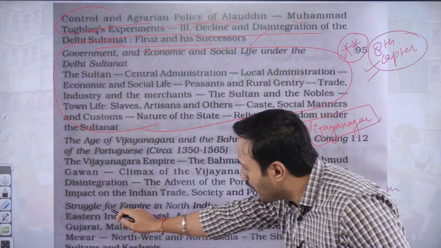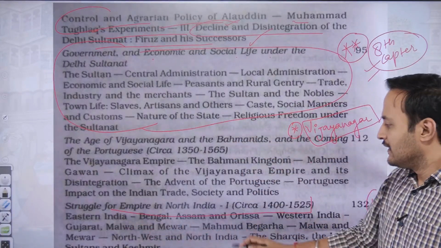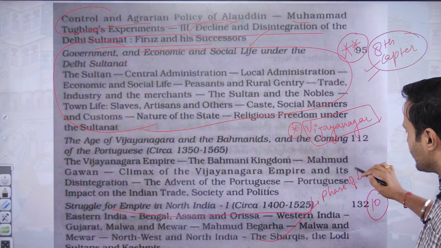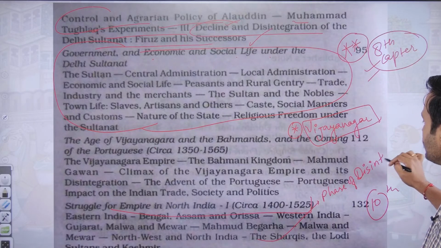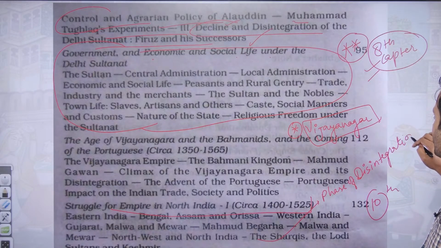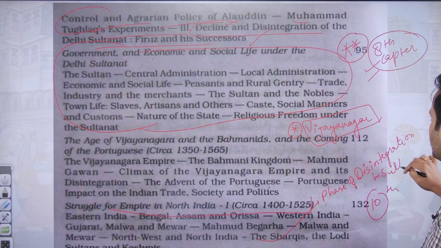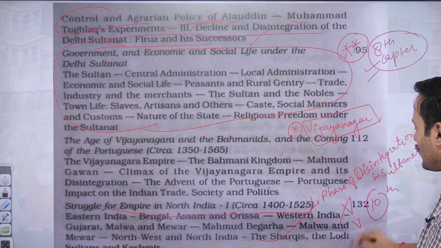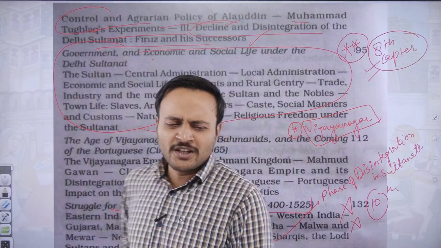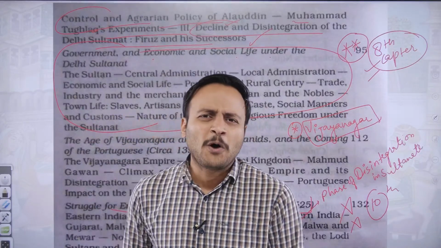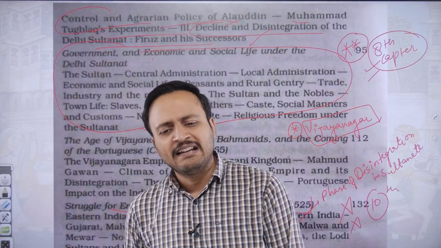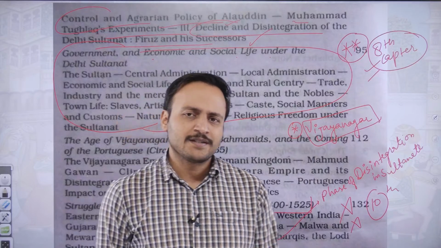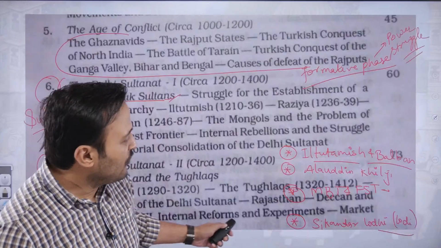After that, we have chapter number 10, the struggle for empire in North India. This is basically the phase of disintegration in the Sultanate. So guys, this is not very, very important. For the preliminary examination, you may expect one option or one term out of the entire chapter. Otherwise, that is not really important, I should say.